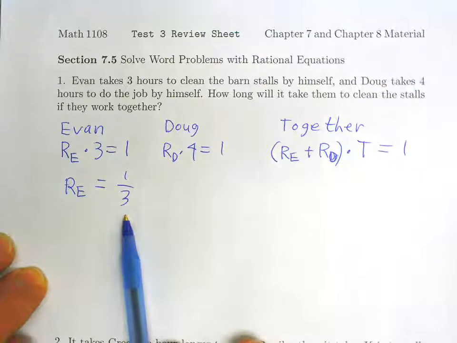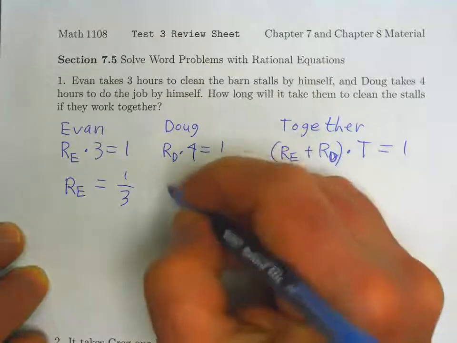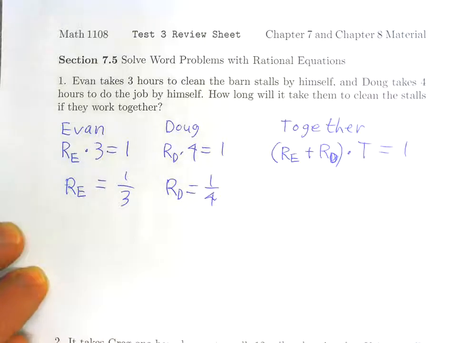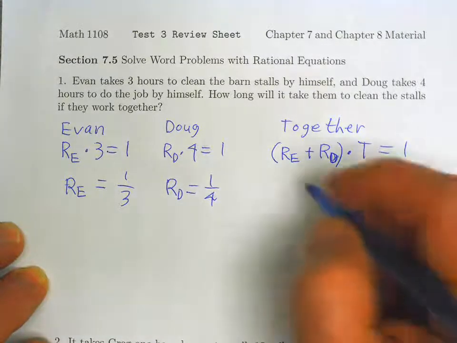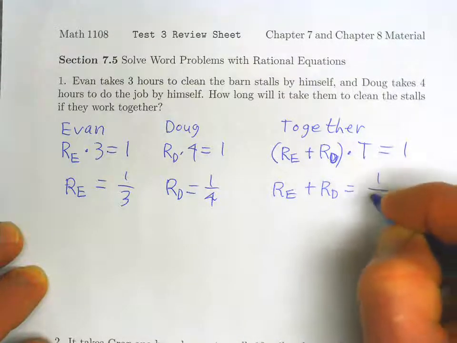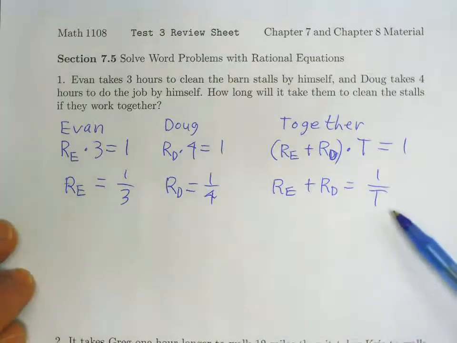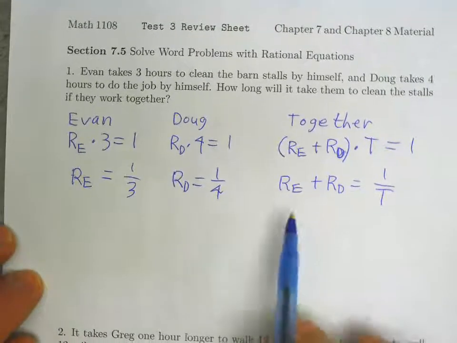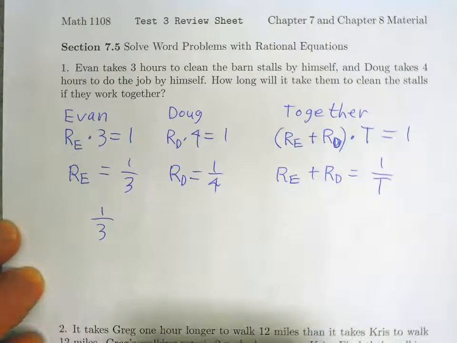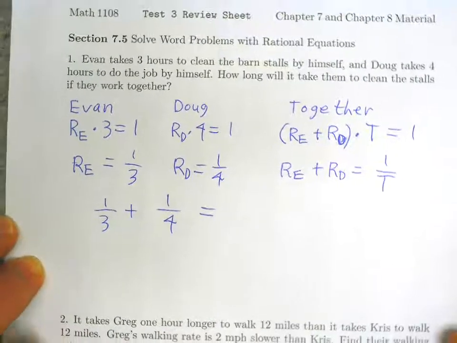Evan's rate is 1/3, which means he can clean 1/3 of the stalls per hour. That's his hourly rate. Doug's hourly rate is 1/4 of the job per hour. Then when they work together, Evan's rate plus Doug's rate is 1/T. Okay, so now we can write an equation whose only variable is t. So replace Evan's rate with 1/3, since that's what Evan's rate is. Replace Doug's rate with 1/4, and 1/3 plus 1/4 equals 1/T.